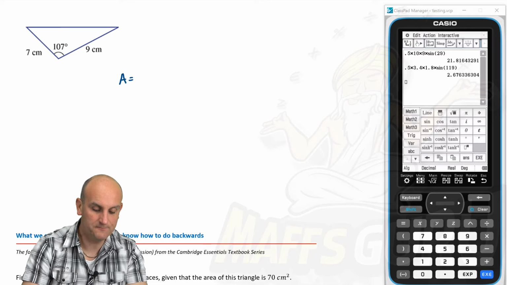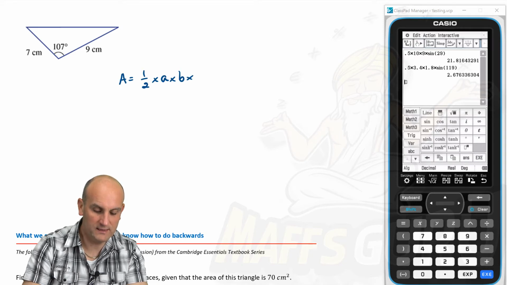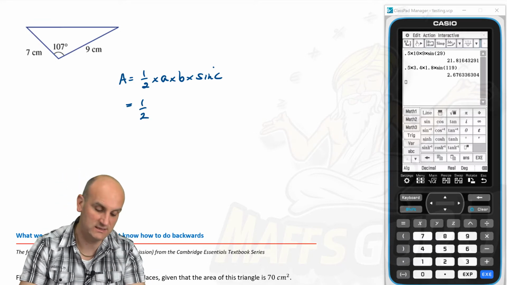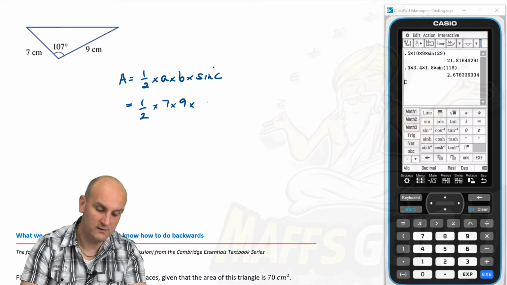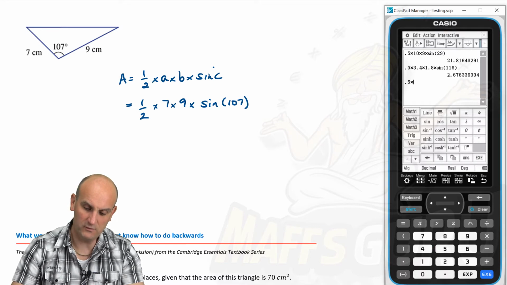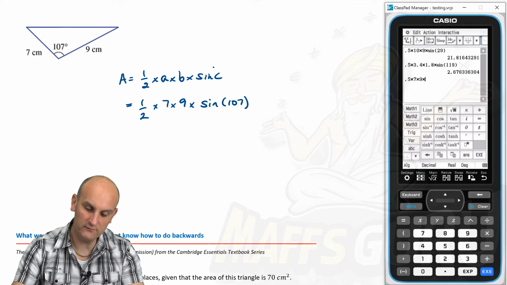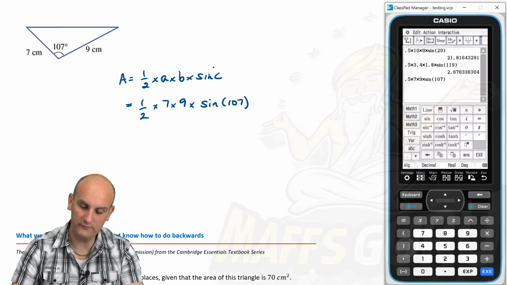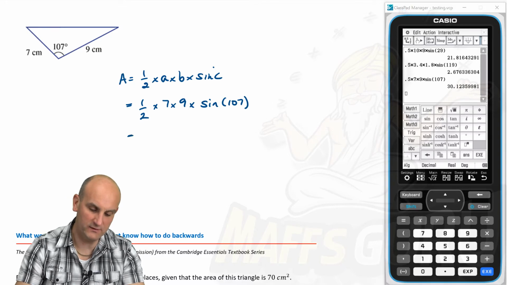So we know the area is a half times A times B times the sine of C. So what is my value of A? Doesn't really matter. 7 times 9 and 9 times 7 are the same. Half times 7 times 9 times the sine of 107 degrees is equal to 0.5 multiplied by 7 multiplied by 9 multiplied by the sine. Oh, I've done it again. All right, my fingers obviously aren't doing very well with this. Multiplied by, let's do the sine of 107. Close the brackets. And that gives me a fabulous 30.1 centimeters squared.